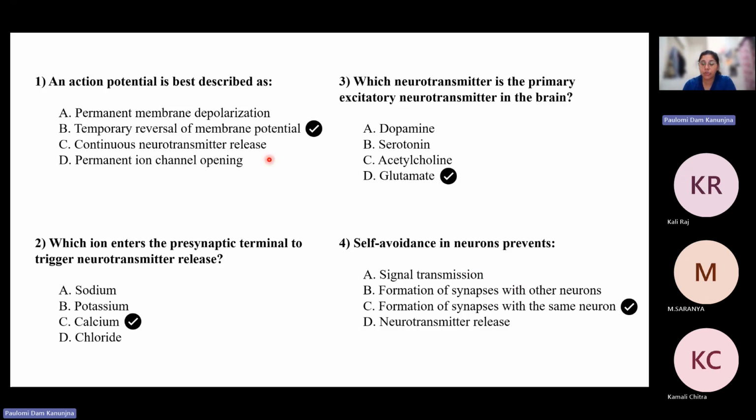Let me try to explain to you. Action potential is basically a temporary reversal of membrane potential. Action potential is when you have the change in the sodium and the potassium ions across the cell membrane, right? So when there is a change in these concentrations, you have this impulse, opening of channels and extrusion of ions and intrusion of ions to maintain that stability.